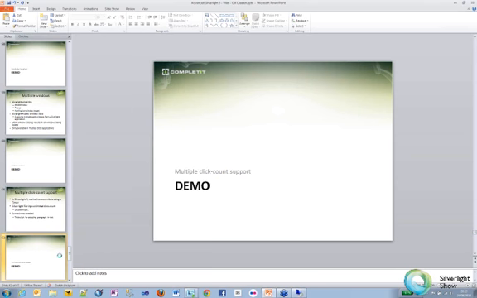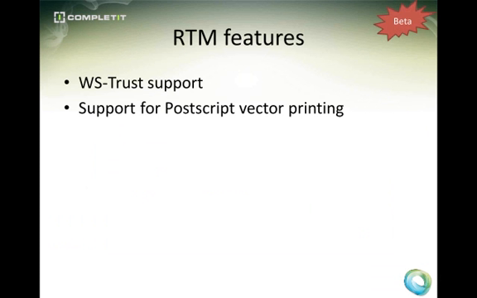There are some other new features that sadly we cannot show yet because they are not in the beta. There is support for WS Trust services. That's an important one. And there is also support for vector-based PostScript printing, so PostScript vector printing, I should say. This is another important one.